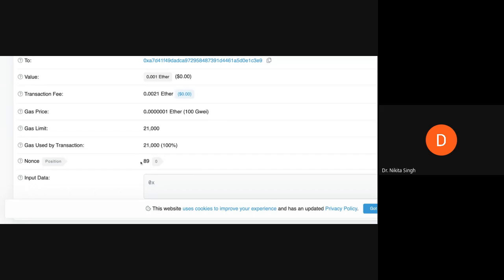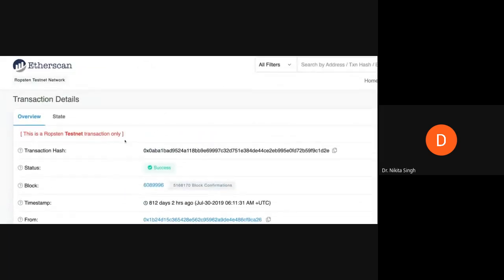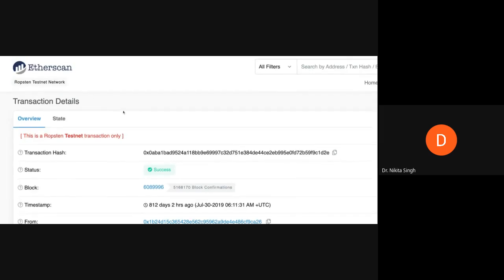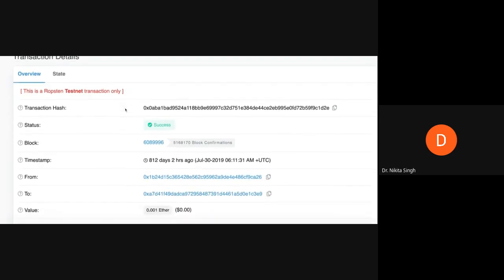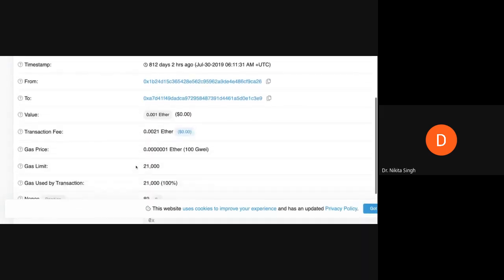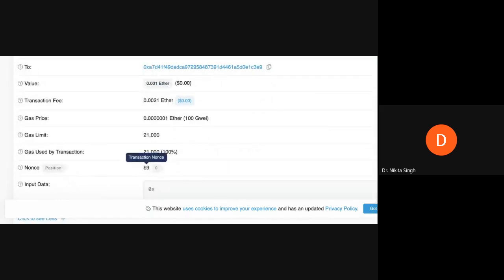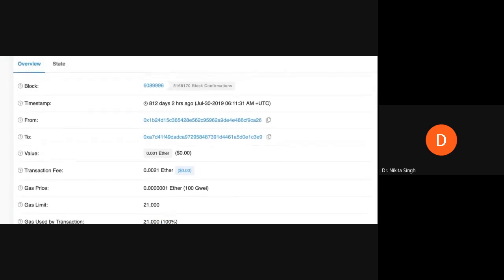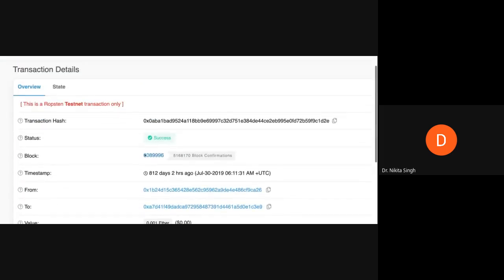So this nonce means that this transaction was the 89th, or rather the 90th transaction that has been sent by the account. There are several fields here. It has a transaction hash. We know that we hash every transaction. It shows the status, whether it has succeeded or failed.